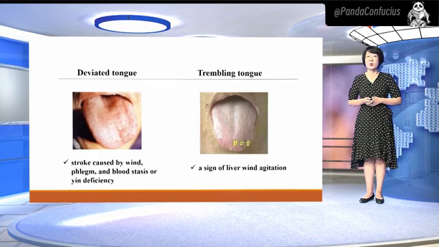Deviated tongue slants to one side. It can be seen in patients with stroke caused by wind, phlegm, and blood stasis or deficiency. Trembling tongue is the one trembling. It's a sign of internal wind agitation.